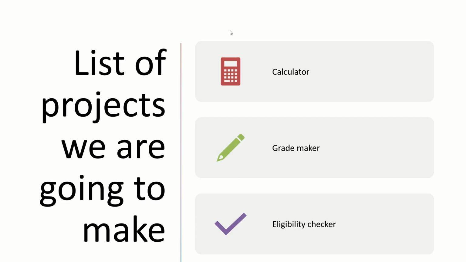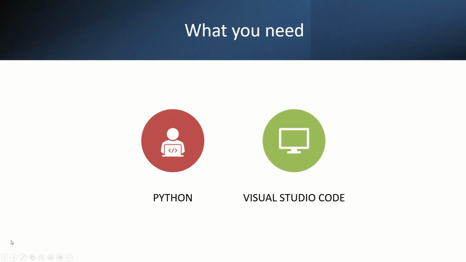So these are the list of projects we are going to make, which are calculator, grade maker and eligibility checker. And what you need is nothing but Python and Visual Studio Code. So let's start the coding.